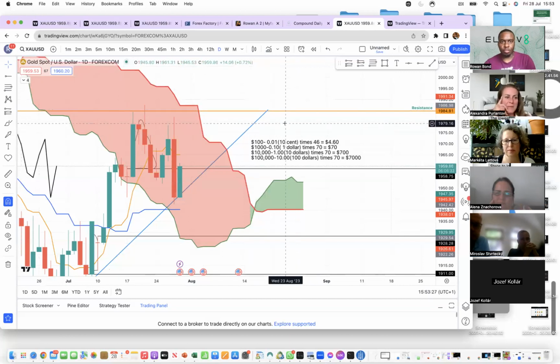Okay. So the first thing about the cloud is if you're on a time frame and you see the candlesticks inside the cloud, you don't take trades when the candlesticks are inside the cloud.